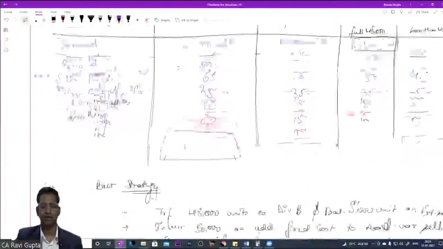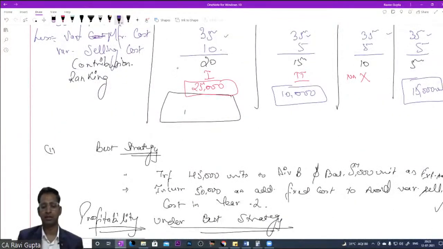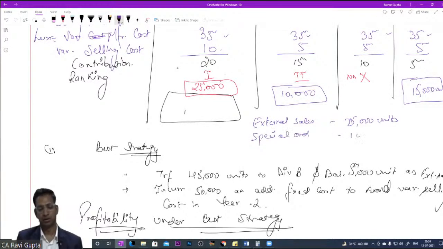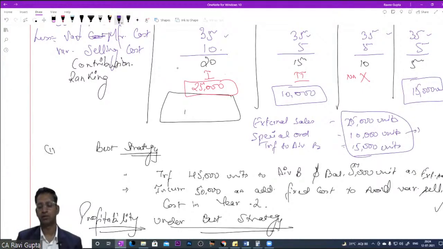So the answer is external sales 25,000 units, and internal, that is the special order, is 10,000 units, and transfer to division B will be 15,000 units. Total 50,000.